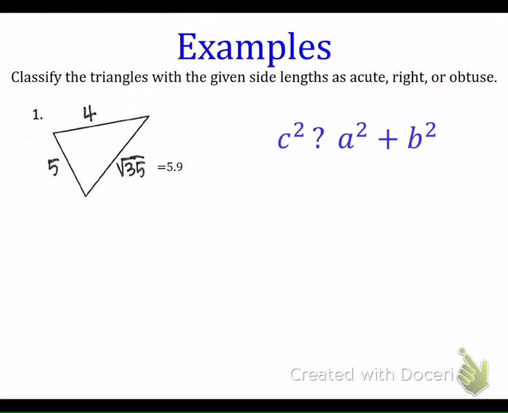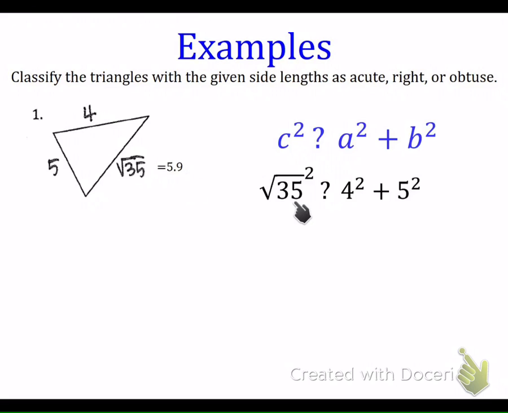So we're going to do C squared. Which one's C? The longest one, which in this case is the square root of 35. All right. So we're going to square that. We're going to use the other two sides for the A and the B. We're going to square them, add them together, see which number's bigger. Now, I'm going to go back to this guy so I get an exact answer. This just helps us see, is it bigger or smaller than these two?